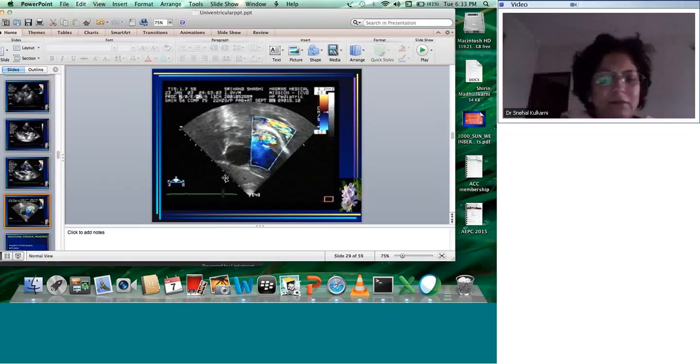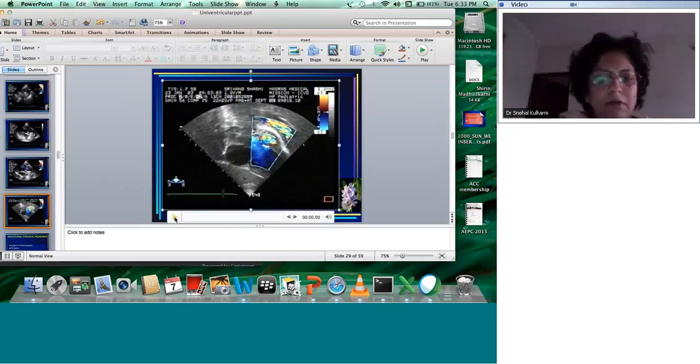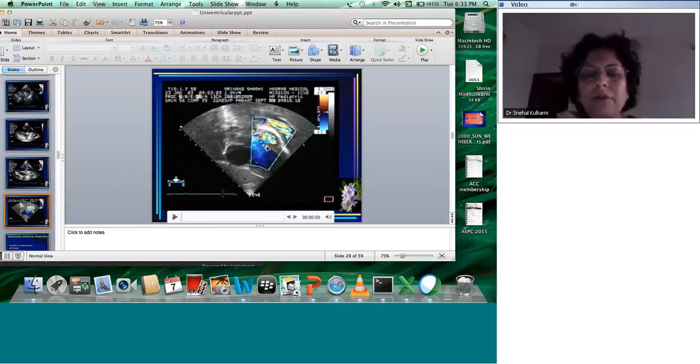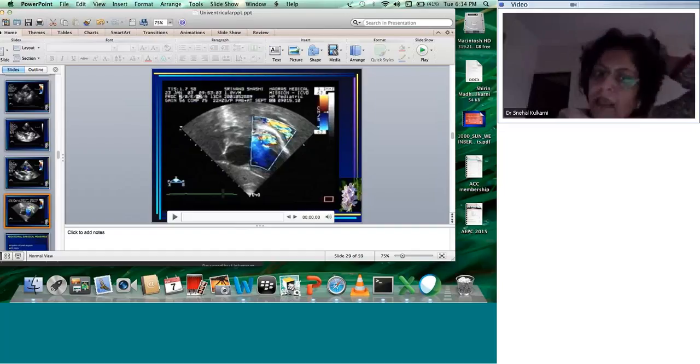Actually, I don't know why it's not working, but this is the double inlet left ventricle, and this is a restrictive bulboventricular foramen. Because your aorta comes from this ventricle and the foramen is restrictive, it is causing your systemic outflow obstruction. And that is one problem.